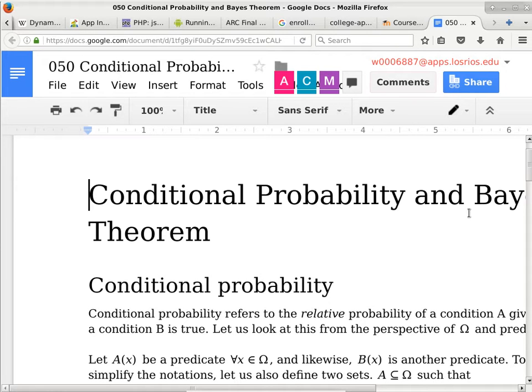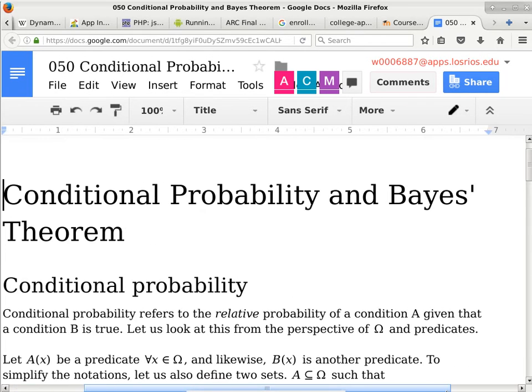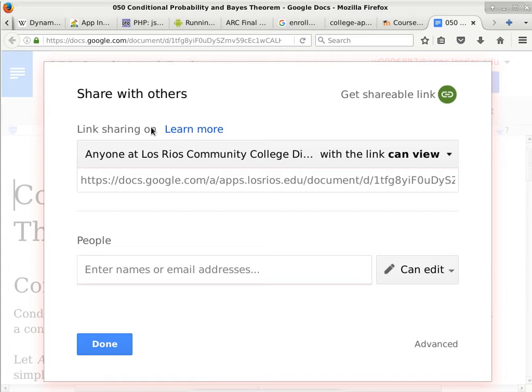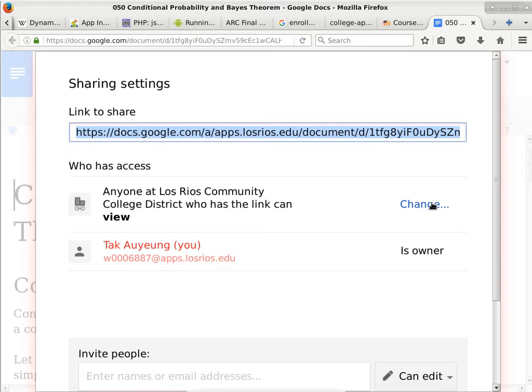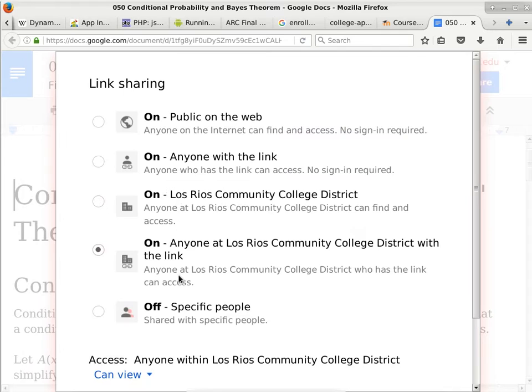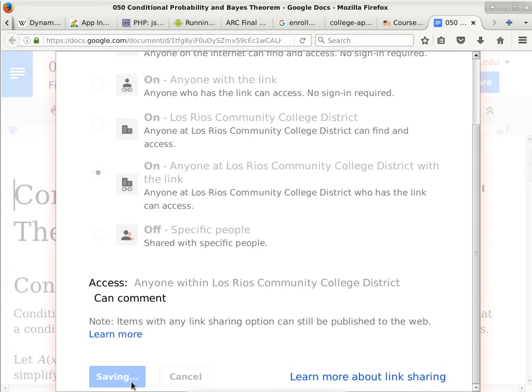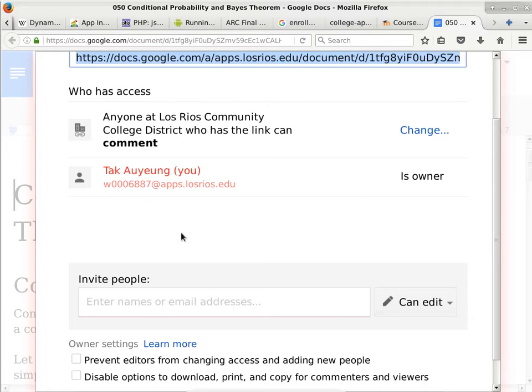Yep. I am logged into the apps.losrios.edu account, but I can't make any comments on the file. You cannot make any comments. Request edit access. No, I'm pretty sure I allow that. Okay, so this is how I set up the share. And go to advanced. Okay, so this one is on, anyone with a link can view. Oh, okay, I see. Thank you. There we go. Now we can all comment. Cool.